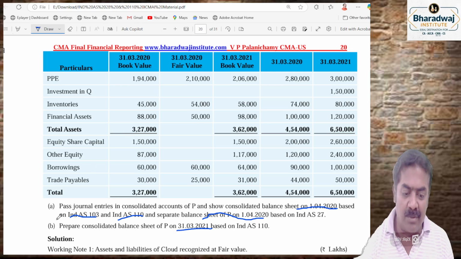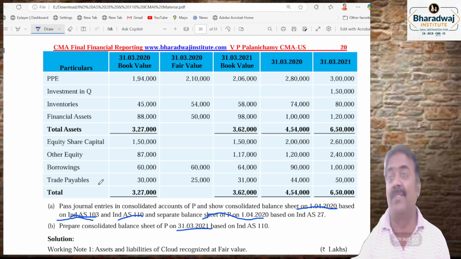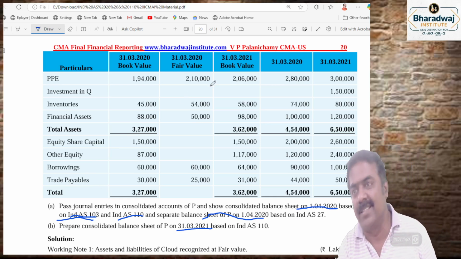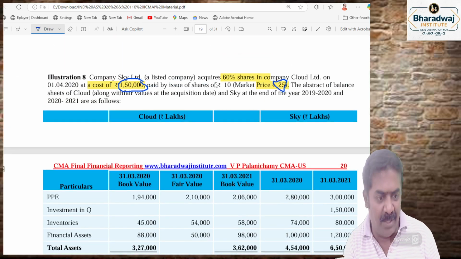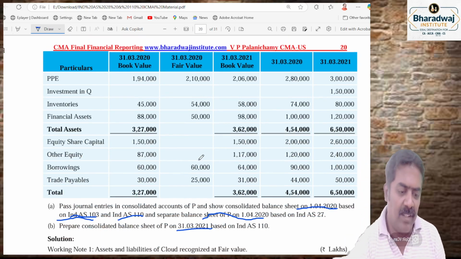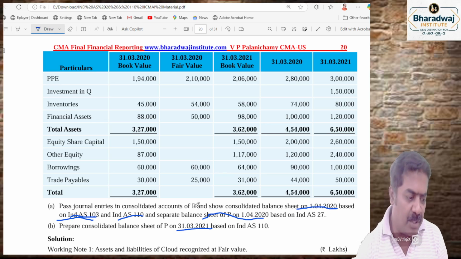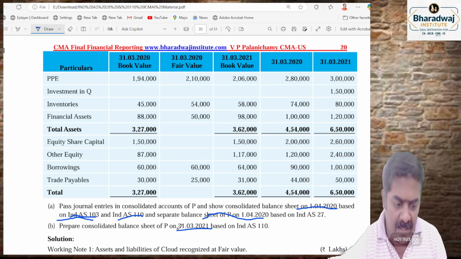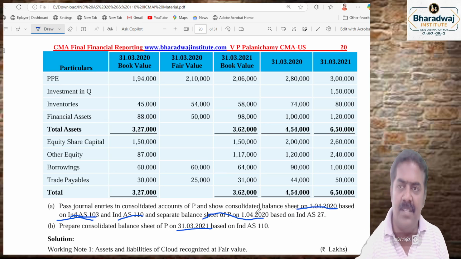Ind AS 103 is applicable for fair value accounting. According to that, we do Ind AS 110 accounting. So it's actually a holding and subsidiary company. On 1/4/2020, we have to prepare both the separate and consolidated balance sheet. At the end of the year, you have to prepare a balance sheet.